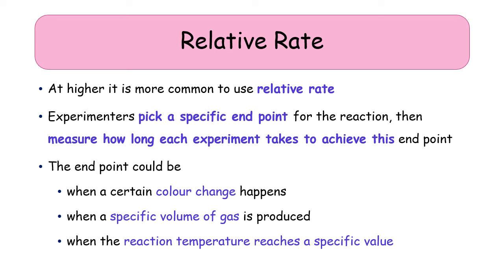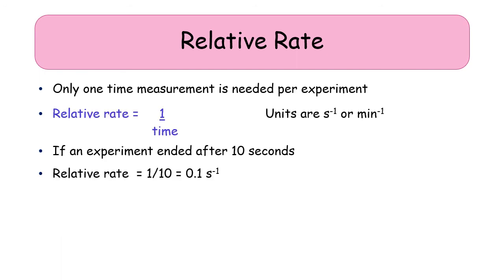Same endpoint, one measurement. Now, to turn that measurement into a rate, it is 1 divided by the time. The time is usually in seconds or in minutes, and the units are always s to the minus 1, which is per second, or minute to the minus 1, which is per minute. So, for example, if an experiment took 10 seconds, the relative rate would just be 1 divided by 10, which is 0.1 per second. So there's no quantity in the unit, it's just a time value.